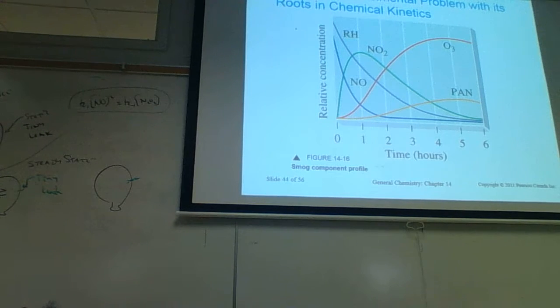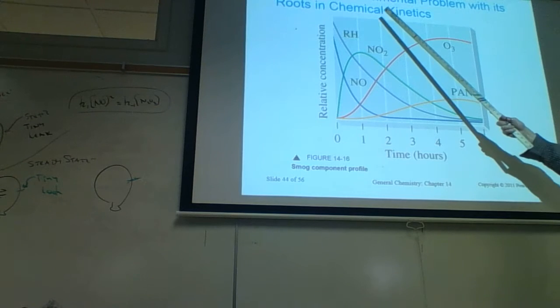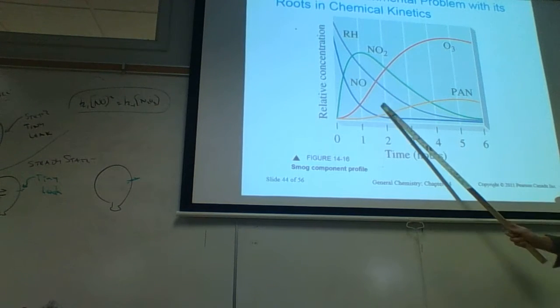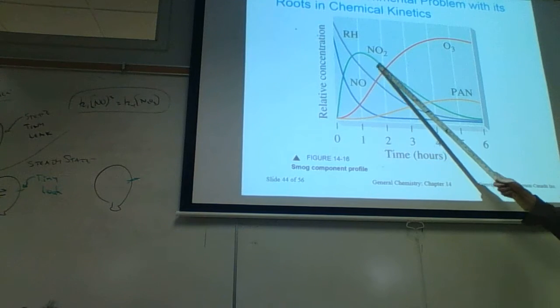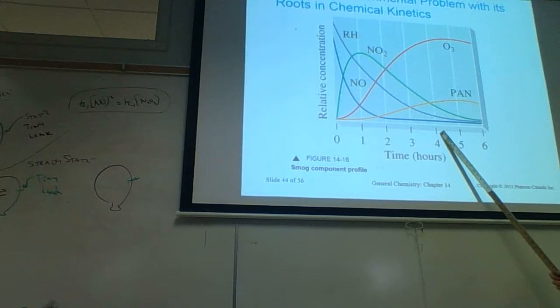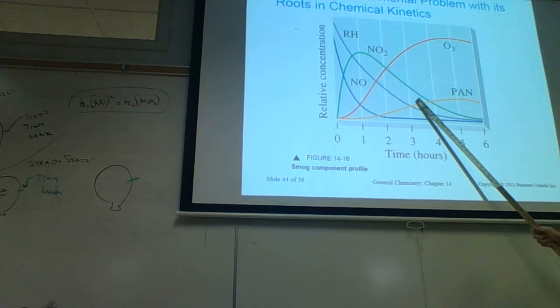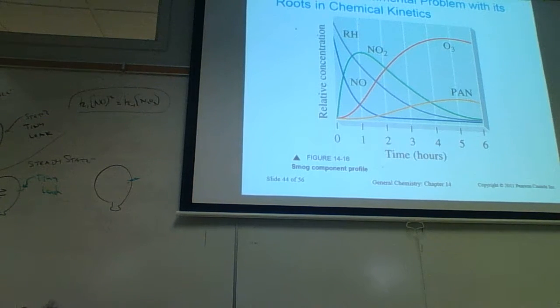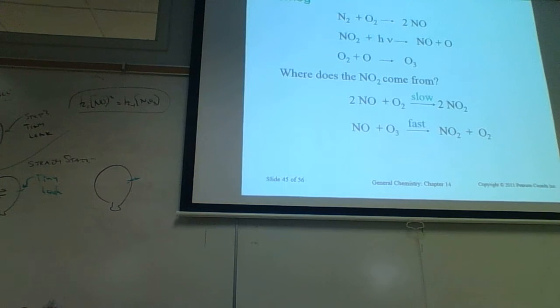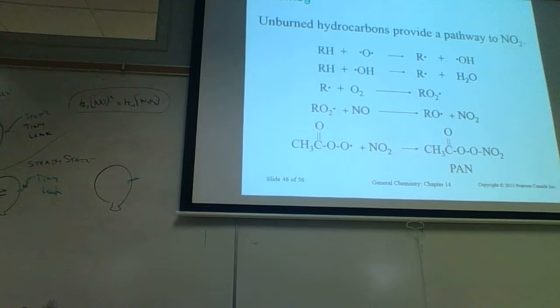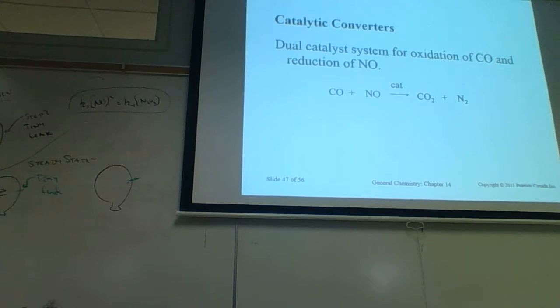Kinetics is used to model more complex reactions. Here's a more complex reaction with smog, photochemical smog. This shows the concentrations of components of smog over time. The kinetics will allow you to map this out. We aren't going to do it. It's more complicated. Here are some of the reactions of smog, and some more reactions of smog.